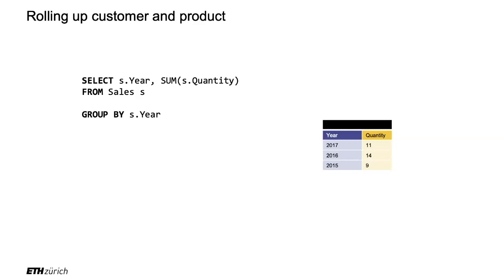I'm rolling up the customer and product dimensions because now I'm taking all of the customers together and all the products together. What is it in SQL? It's just a group by. All I need to do is group by year, and for every year, I just compute the sum. So this is easy. You know how to do it in SQL. Select the year and the sum of the quantity from the sales facts table, grouping by year, and you see I have every year gives me 1 row in my result, and I have the aggregated quantity.